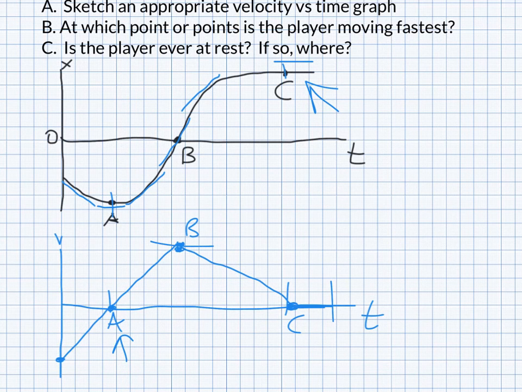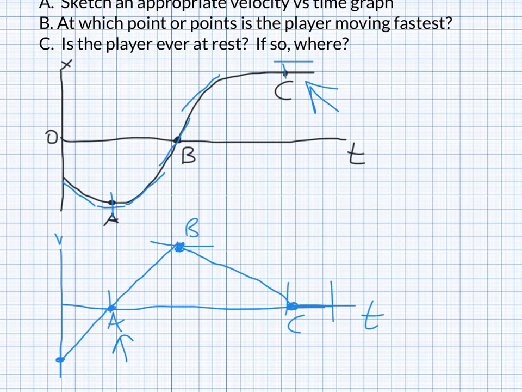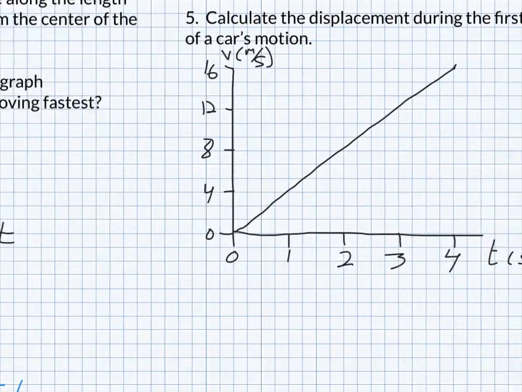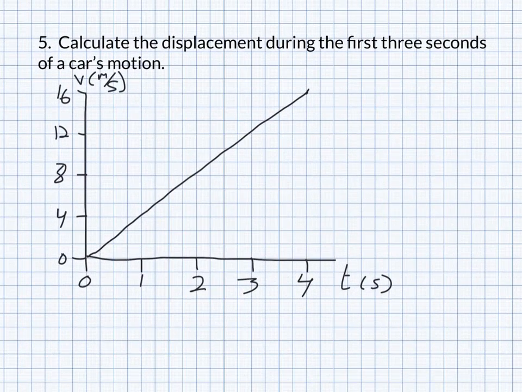Good deal. All right. Whoops, I don't want to do that. I want to do this. There we go. And last one, number 5. We're looking at another car going forward, and this is a velocity versus time graph. So this is a car whose velocity is increasing, and we're calculating how far it goes, but only for the first 3 seconds of the graph.